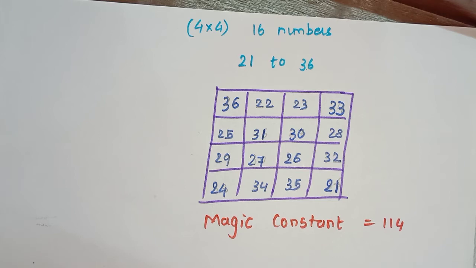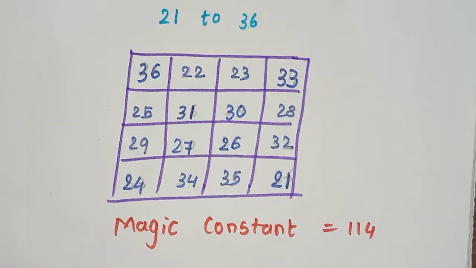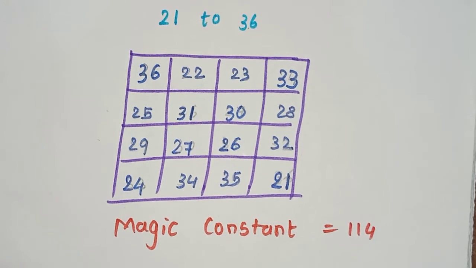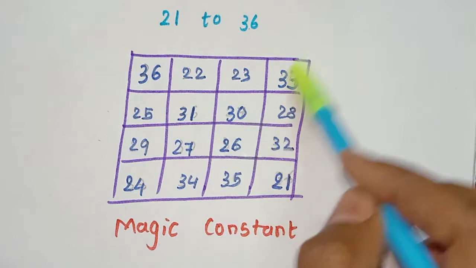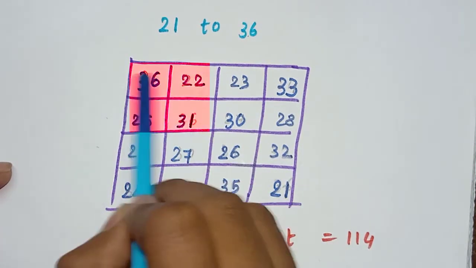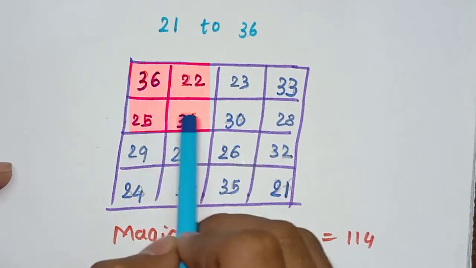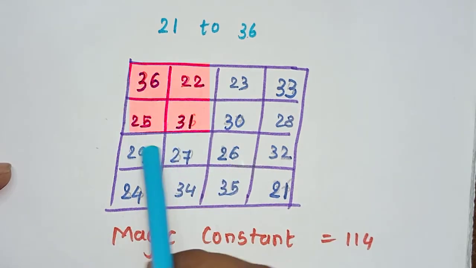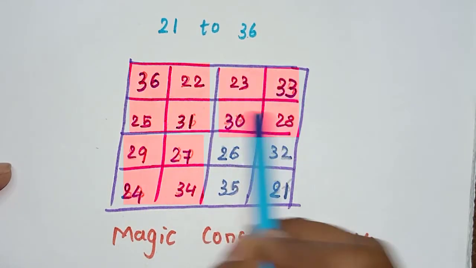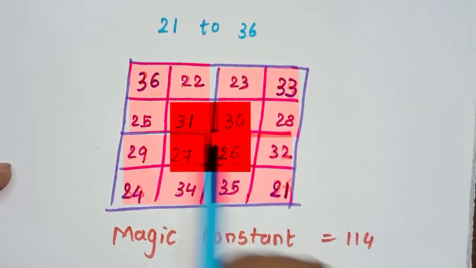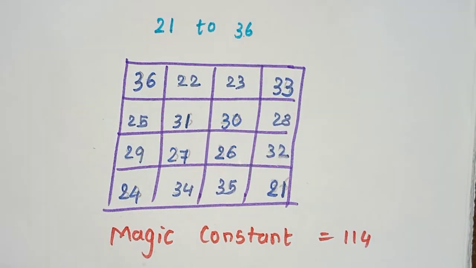But one surprising factor is that in this 4x4 magic square, it is not just about the 4 rows, 4 columns and the 2 diagonals. You can select this 4. If you see this small box, this 2x2, the total of these 4 is also the same, 114. This 4, then this 4, this 4, this 4, and finally the one which is in the center, this also has a magic constant of 114. Okay, so this is how you make a 4x4 magic square.